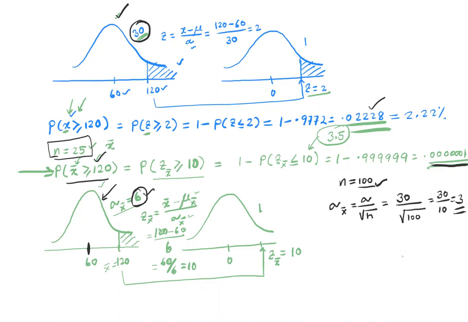Meaning from 6, it goes down to 3, which should make common sense, because as you increase your sample size, your numbers become more reliable. That means you don't go too far from the mean. So for a sample size of 100, it's probably going to be more like this, more compact towards the mean.